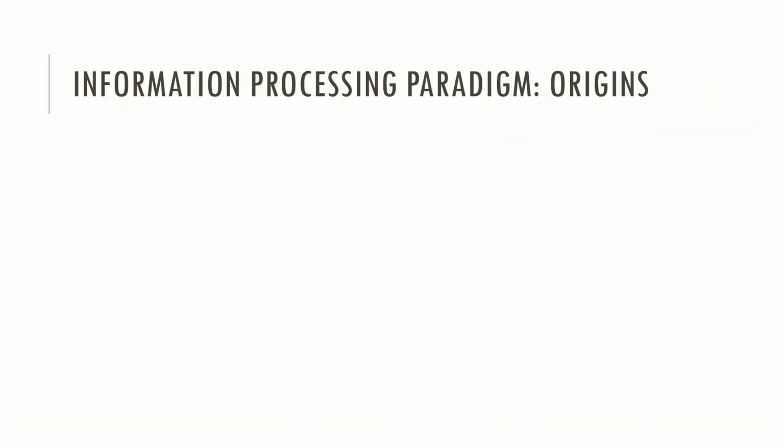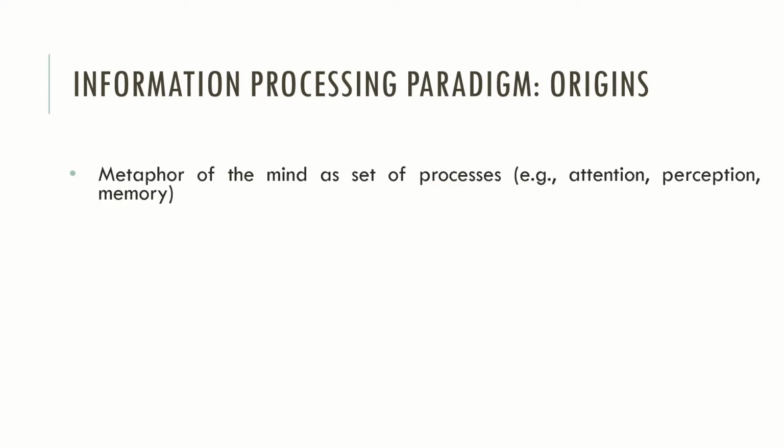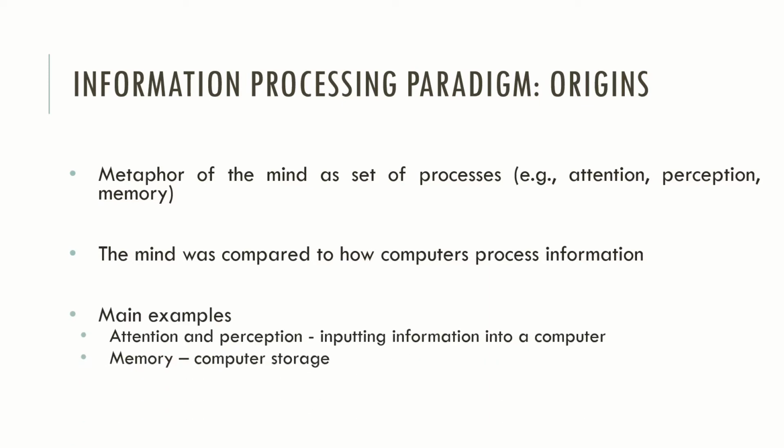So we are looking at a new metaphor, which describes the mind as a set of processes such as attention, perception or memory. The mind was compared to how computers process information. So, some main examples may be that attention and perception may be related to inputting information into a computer, or memory may be similar to the computer storage.